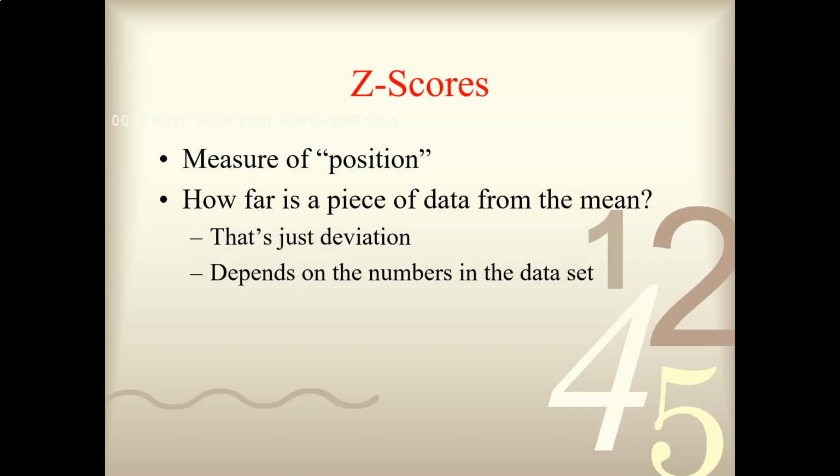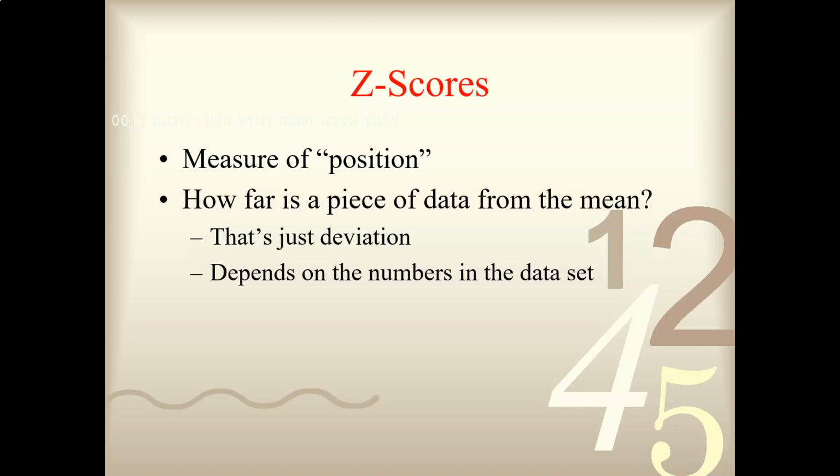For example, if all of the numbers in your data are in the millions, then a deviation of 10 is pretty small. But if all of your numbers are in single digits, a deviation of 10 is huge. And so just looking at deviation, you have to compare it to the other numbers in your set to really get a sense of how close to the mean a particular number is or not.